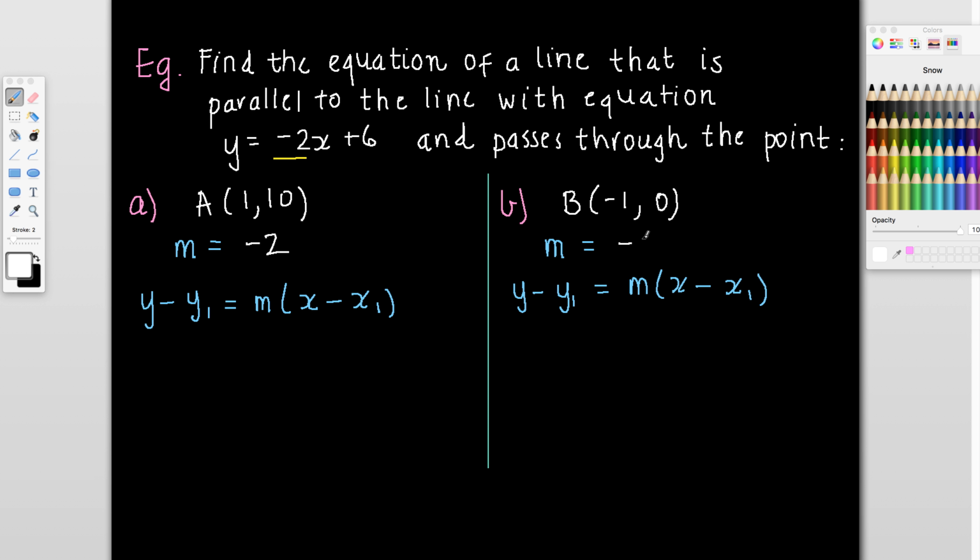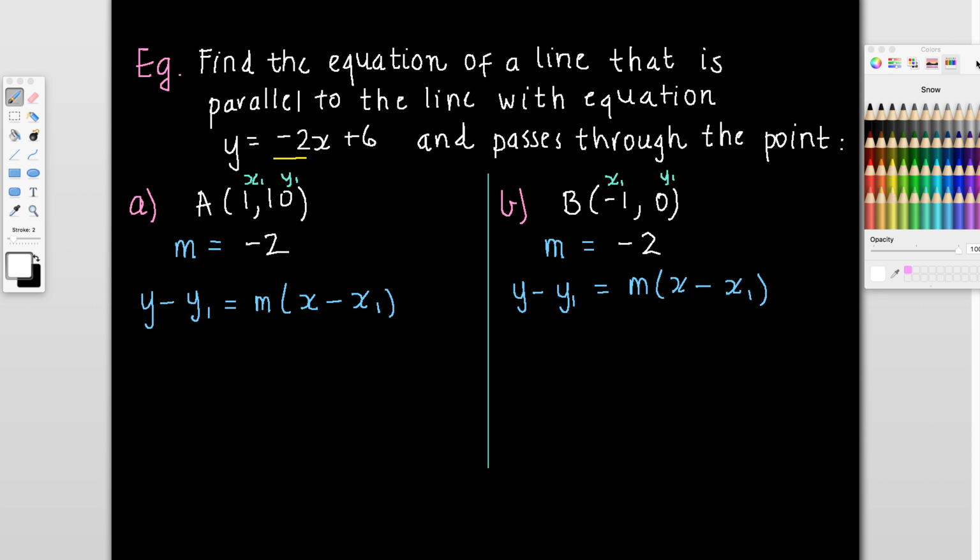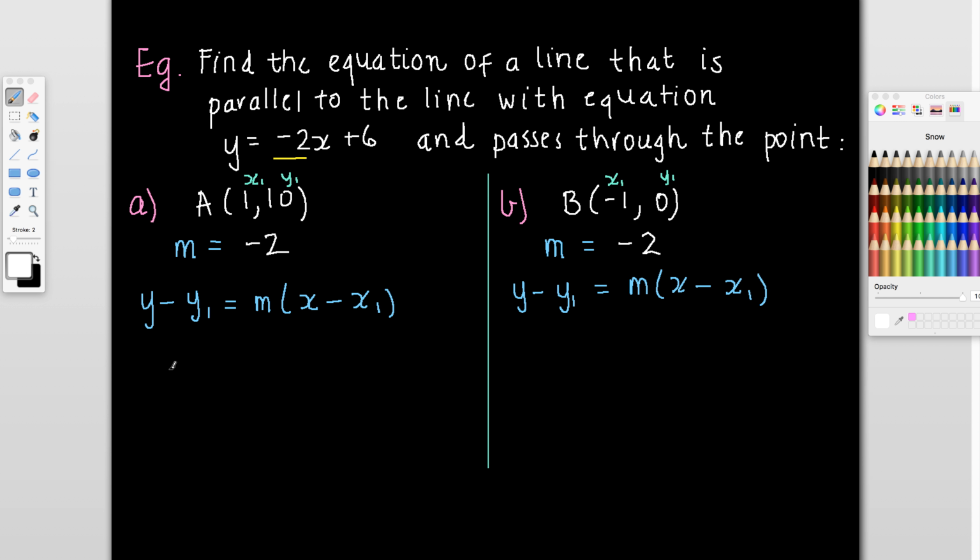I'm going to write that for both, because it doesn't matter what point it passes through. What we do know is it's parallel to this one, so we know its gradient. The next thing we want to do is establish what the rule of the line is, now knowing its gradient and what point it passes through. So I'm going to label these points as x1, y1, the given point, same with this one over here. And then I'm going to use this point gradient form to establish what the rule for this particular line must be.